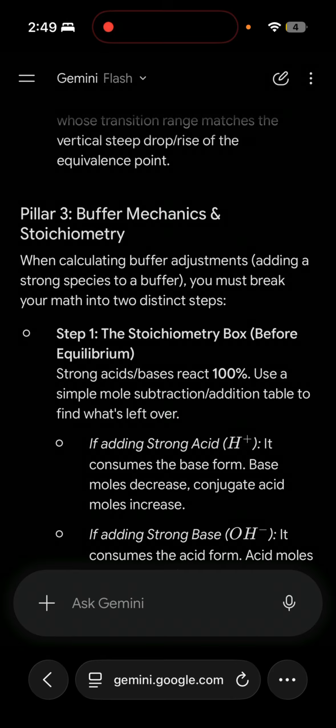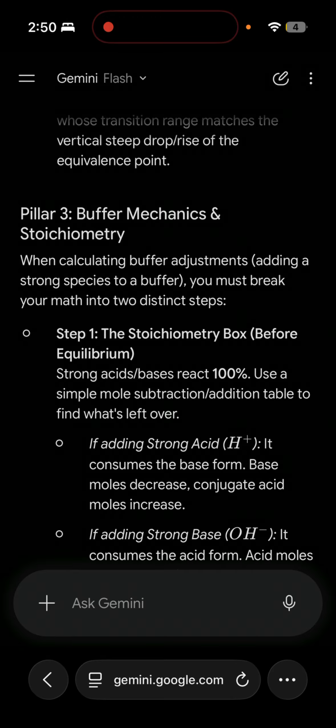Kb and percent ionization. The Kb expression for a weak base reaction, B plus H2O turns into BH positive plus OH negative, is Kb equals BH plus times OH negative over B. It's basically products over reactants. Conjugate relationship: Ka times Kb has to equal 1 times 10 to the power of negative 14, or pKa plus pKb equals 14.